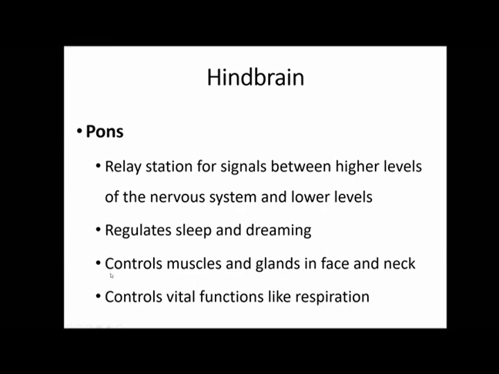And this is going to be involved in controlling the muscles and glands in our face and neck. So earlier when I had talked about the fact that some neurons coming from part of our face don't go through the spinal cord, these neurons would fall into this category of hopping directly towards the pons and skipping the spinal cord entirely. And because of where it's located and what it's connected to, it also seems to have a hand in a lot of our vital functions like respiration.